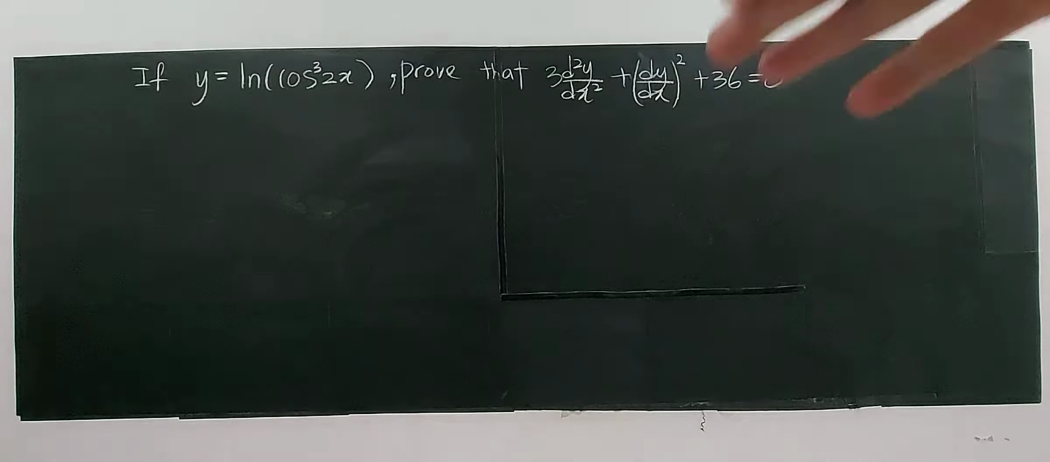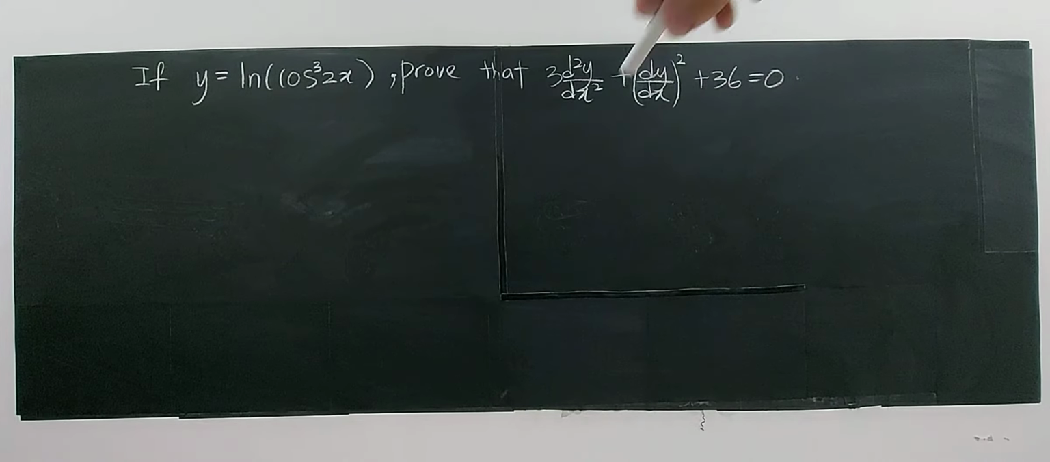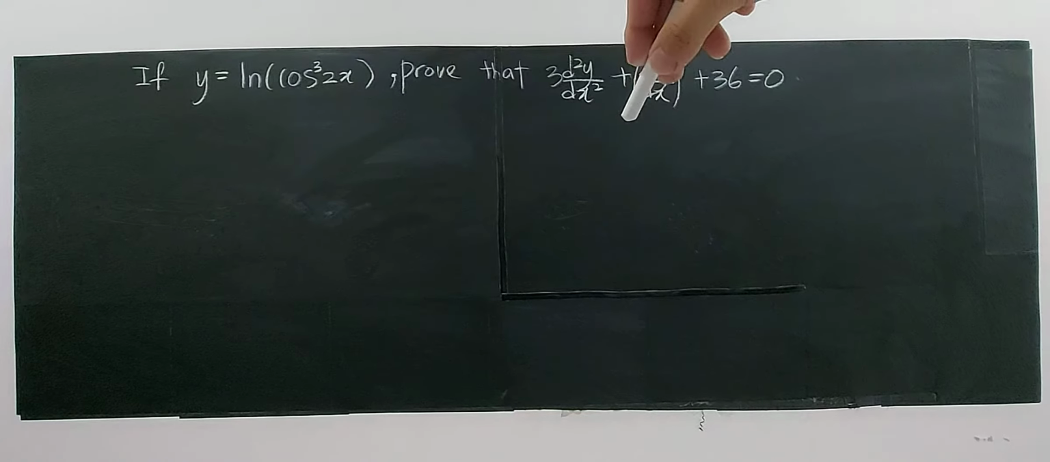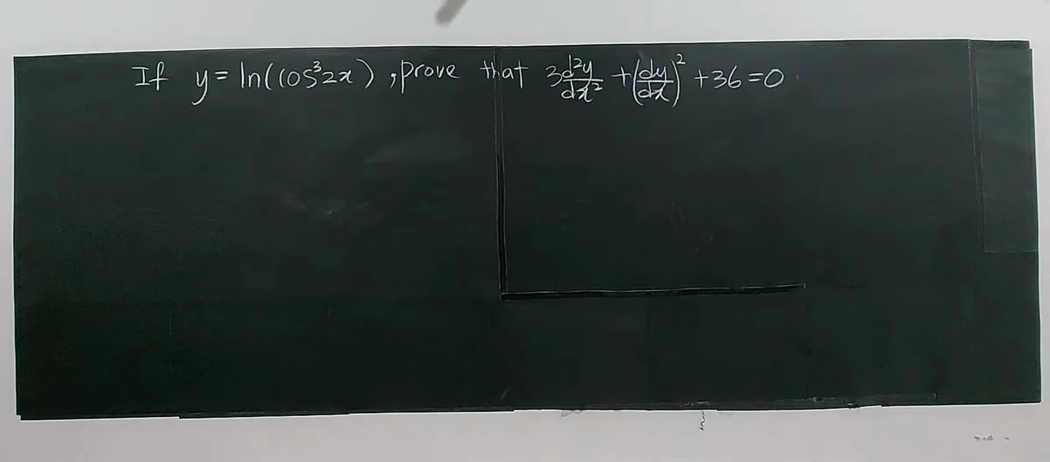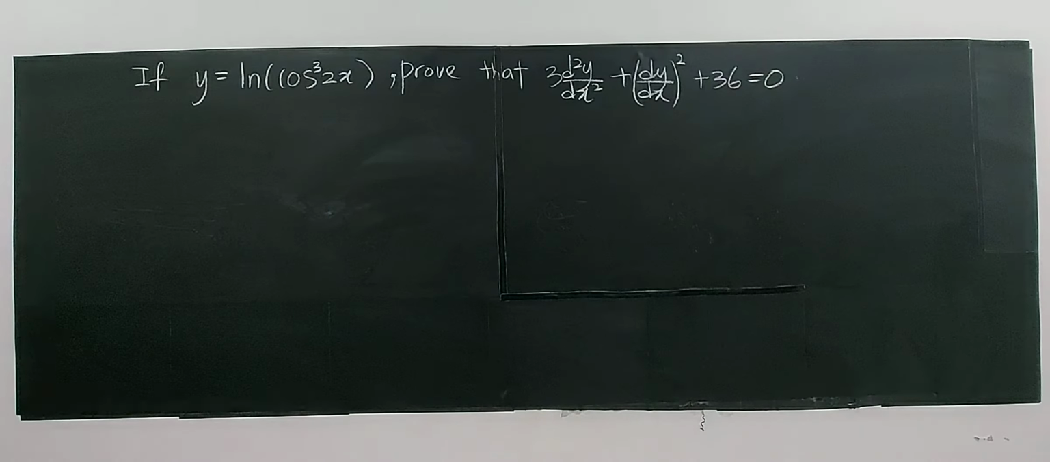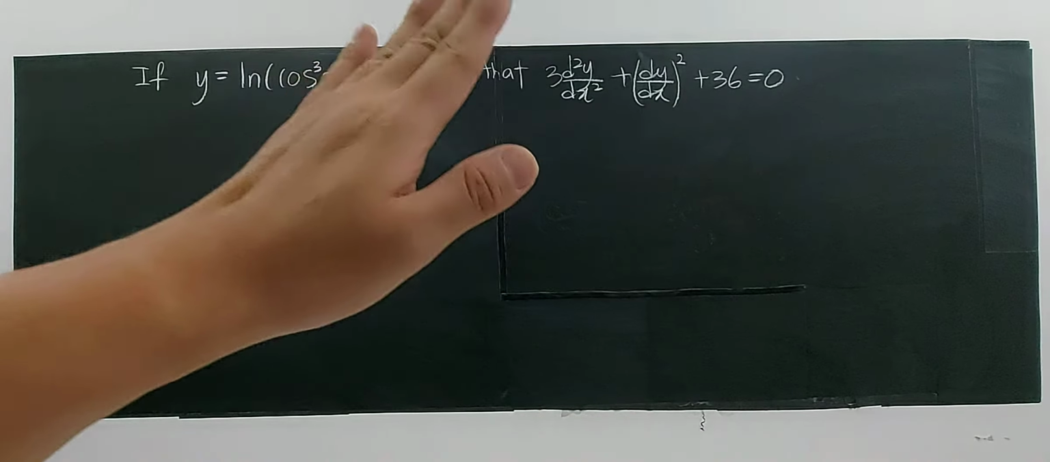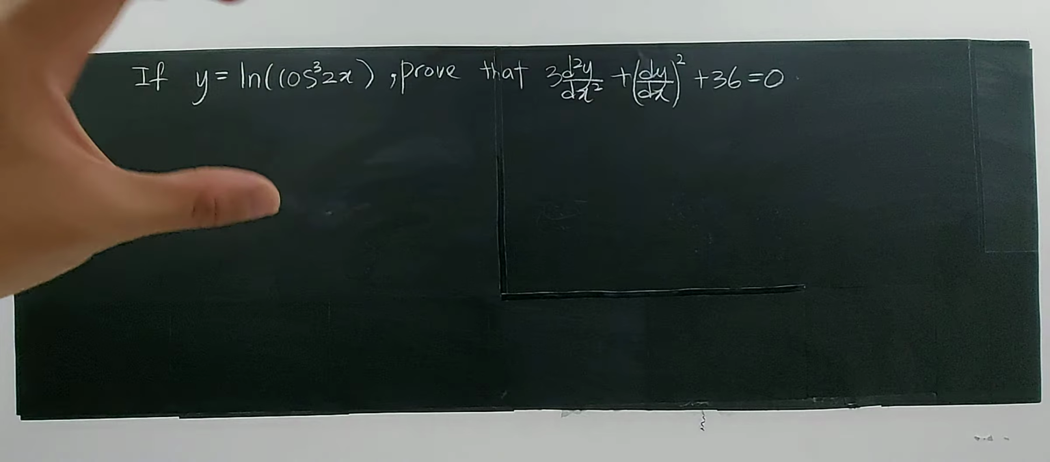Okay, look at these examples. It's the same: you need to prove that this differential equation is true. Being asked to prove it means you need to use what you have here to show that this is true. So now you have y equals ln. Always, students, the problem here is that before proving, you have to know how to differentiate this whole thing.